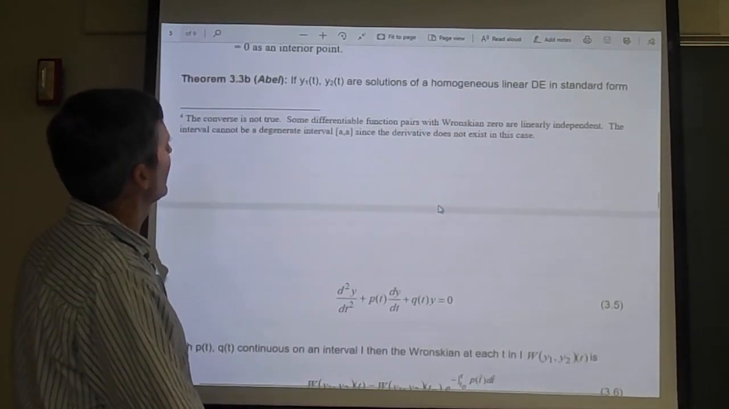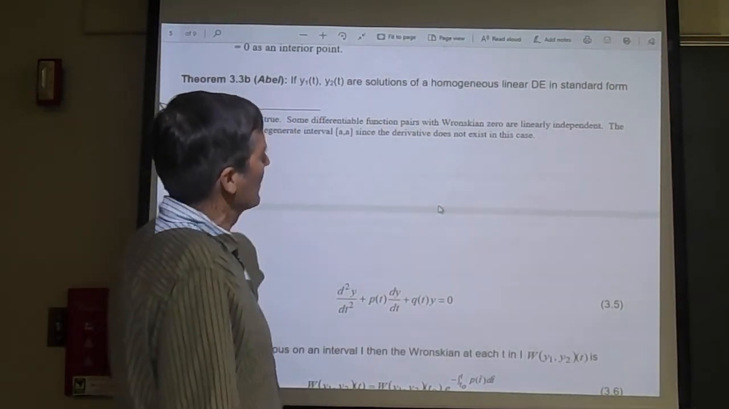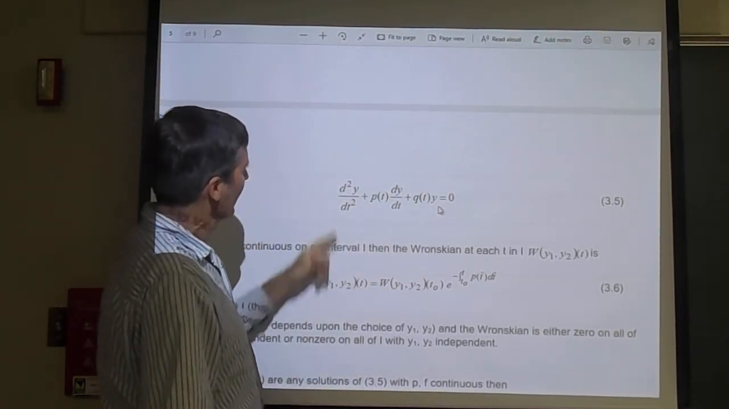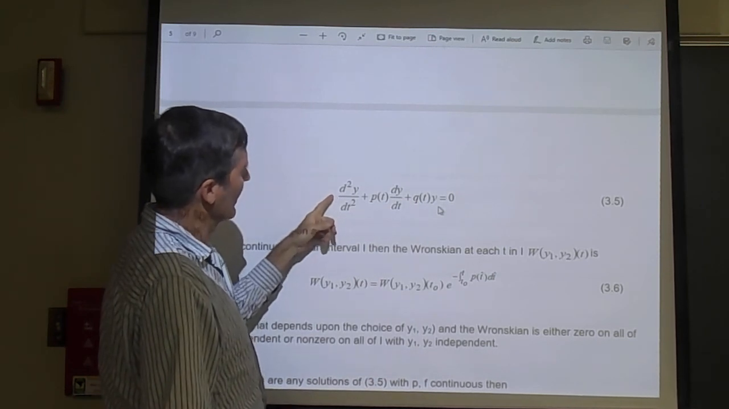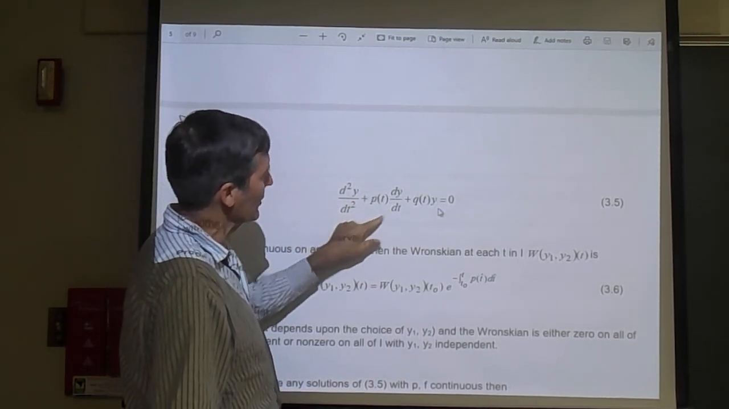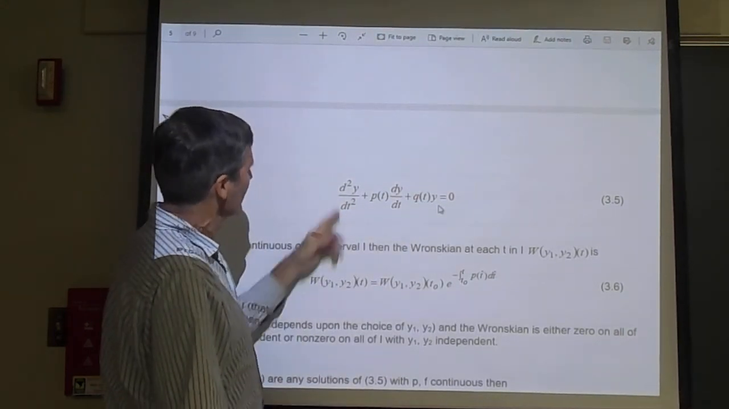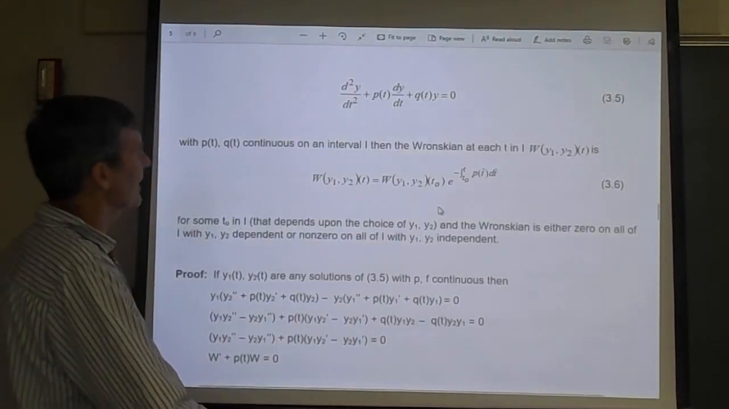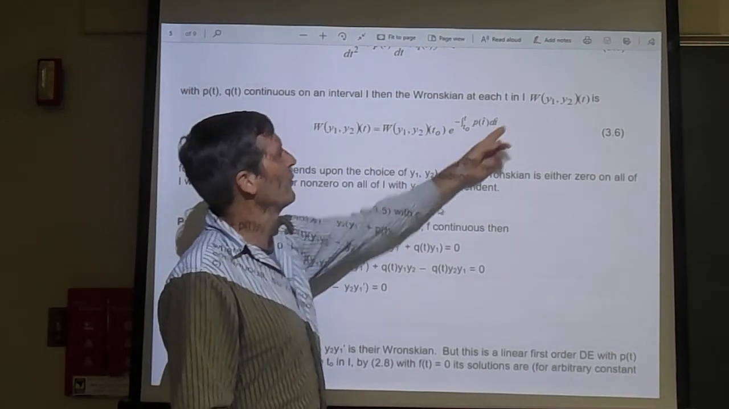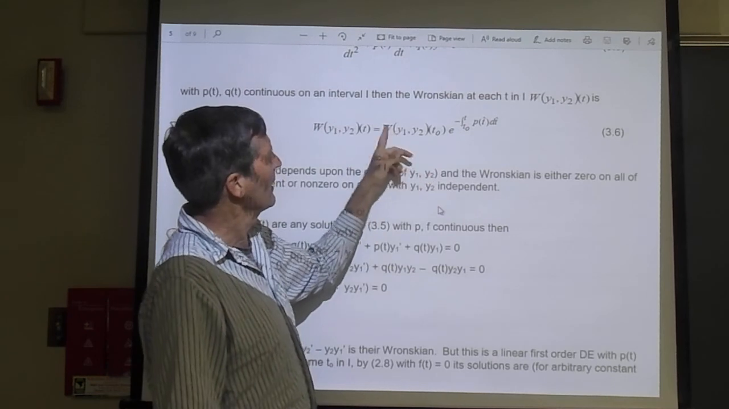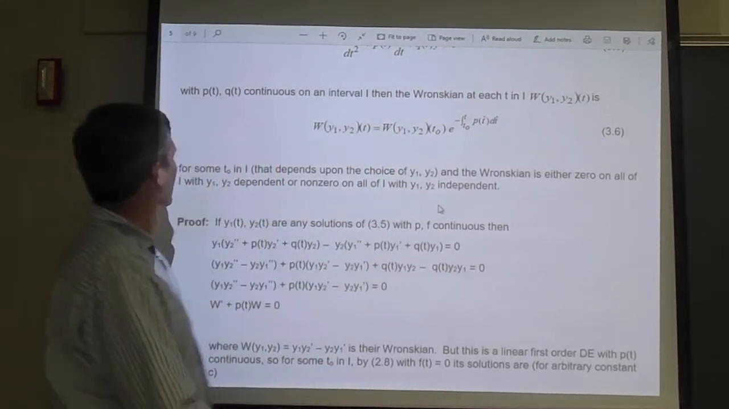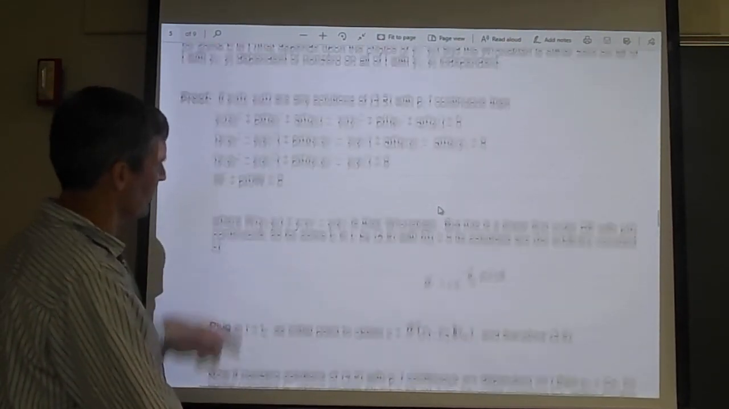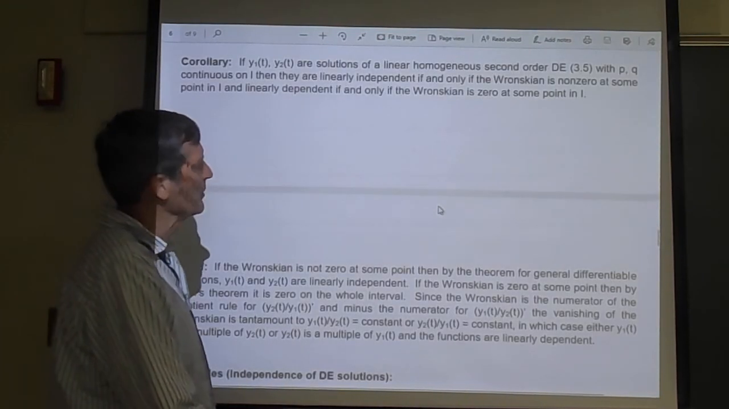Here's Abel's theorem that we just stated. If y1 and y2 are solutions of a homogeneous linear differential equation, we'll put it in standard form by dividing through by the lead coefficient, a2 of t, so that p of t is a1 over a2 and q of t is a0 over a2 from the original form. You can do this on any interval where a2 isn't zero. If you put it in standard form like this, and p and q are continuous functions, then the Wronskian turns out to have this form, and e to anything isn't zero, and there's some t0 in the interval that makes this true. You can show this result, and I won't go through the proof, but for a math major, maybe you want to look at it.